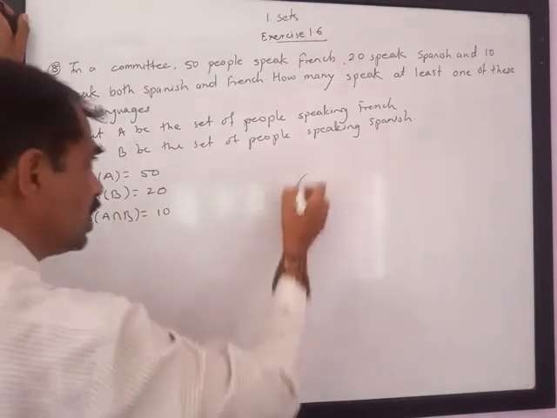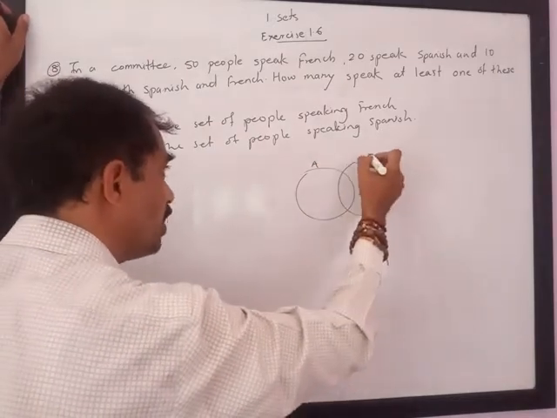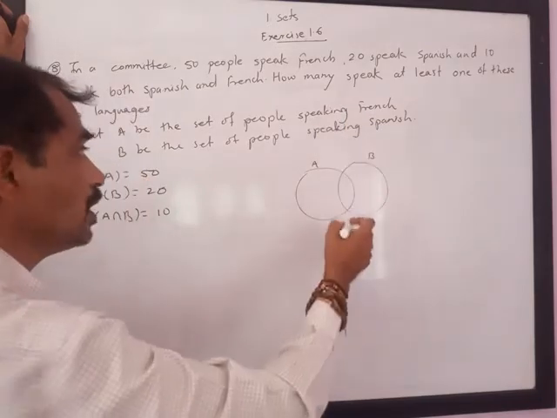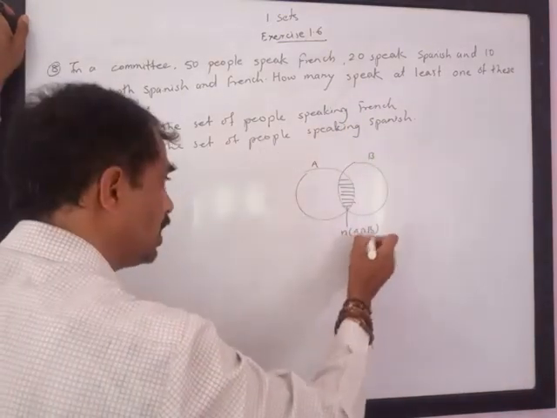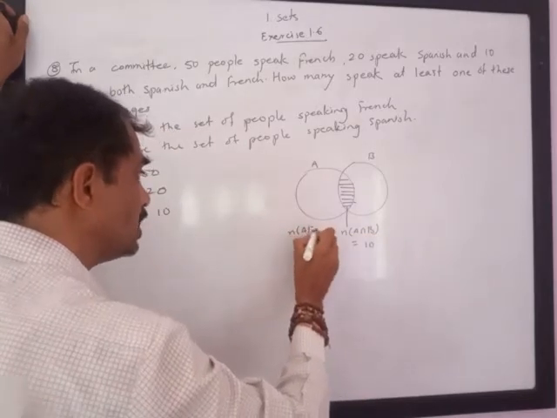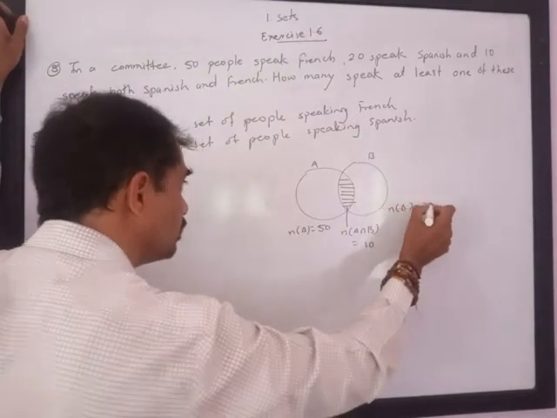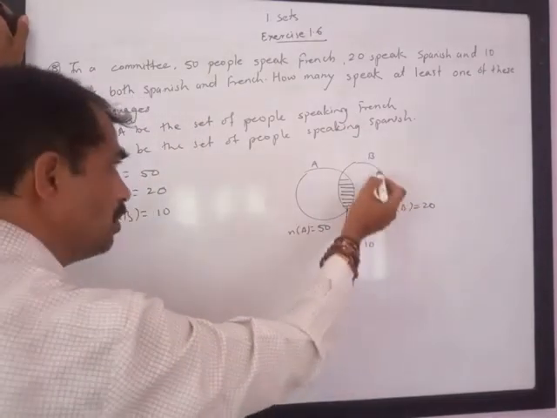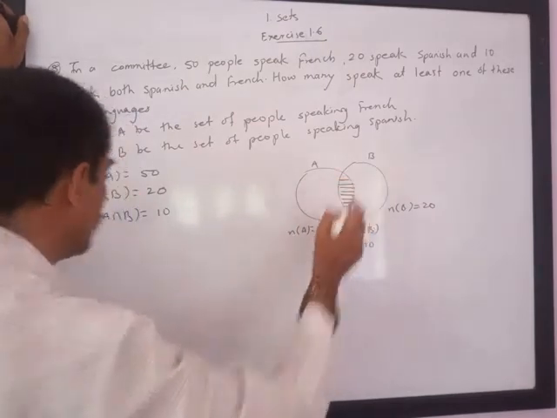So it means if A is the set of the people who speak French and B is the set of the people who speak Spanish, number of elements in A intersection B is equal to 10, number of elements in A is equal to 50, number of elements in B is equal to 20. So please understand, B means total circle, A means total circle, and A intersection B means the shaded portion.